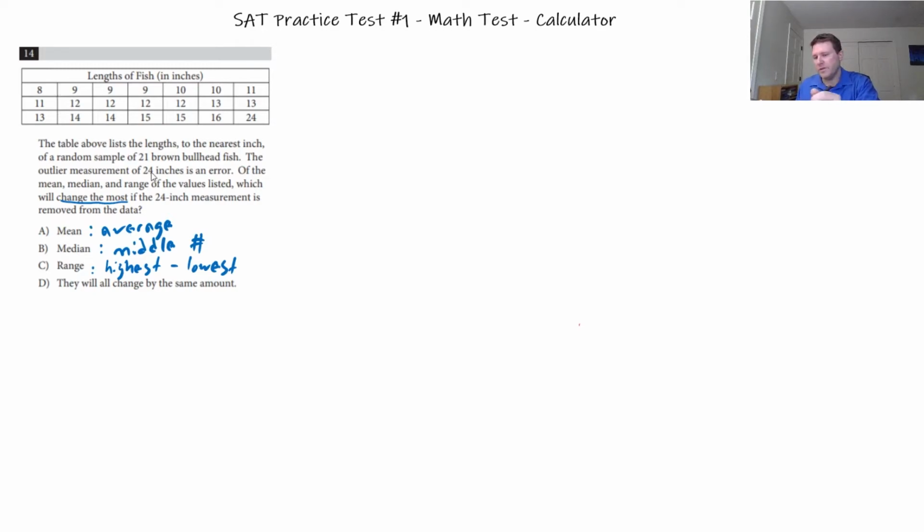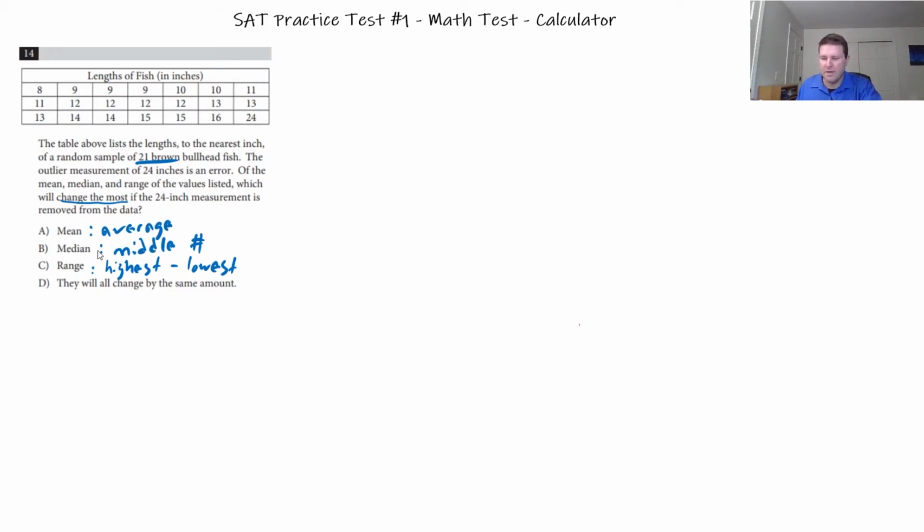So the reason you don't have to calculate it out is if you look at how many numbers you're averaging here. Okay, you've got 1, 2, 3, 4, 5, 6, 7. You've got 21. 7 times 3, 21, and of course they tell you here. So 21 numbers that you're averaging. If you take out 1 from 21 numbers, doesn't matter if it's a little bigger than the rest, the average isn't going to change much just because you're averaging so many numbers, right? So probably not the mean. We'll keep it around for now in case we do need to calculate it, but probably not the mean.